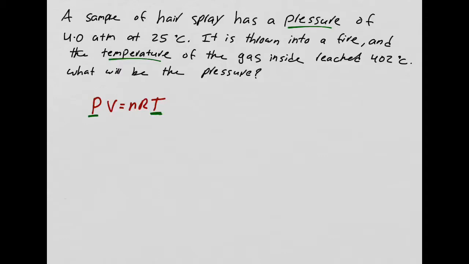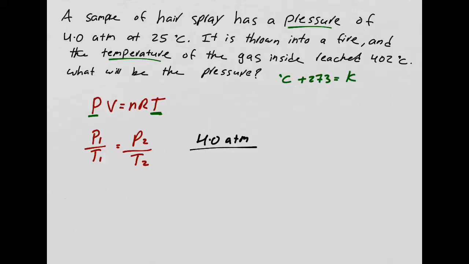I need to move them all to one side. If I do that, then I get P1 over T1 equals P2 over T2. So far, so good. Okay, don't forget a unit. What is my P1? My P1 is 4.0 atm. What is my T1? Please don't forget: degrees Celsius plus 273 gives you Kelvin. To be more accurate, 273.15, but that's okay.